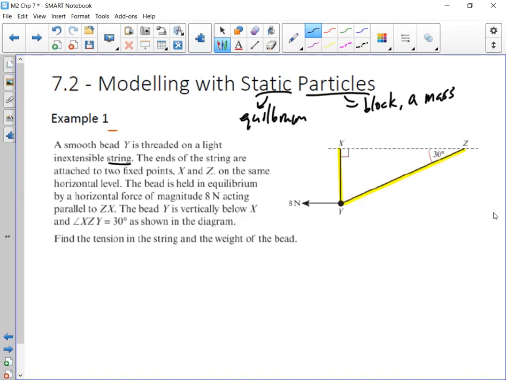So the weight of the bead, maybe you can tell me where's the weight? The weight will be vertically downwards, here. And what else? Where's the tension? You've got tension here. It's always pointing towards the point where the string was attached. So the tension is attached to point X and point Z, so it'll be pointing to point X and point Z. There'll be two tensions because the string is threaded over the bead. However, they are the same T value.